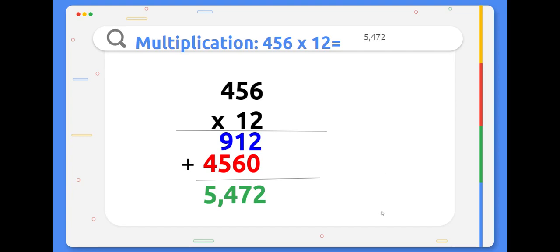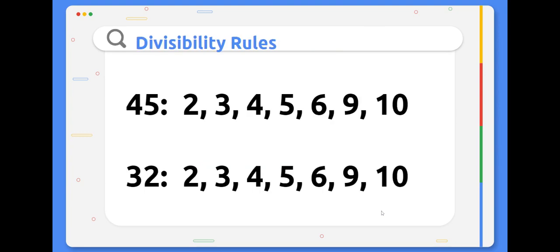Good job. All right, divisibility rules. Go ahead and see which numbers you think that 45 and 32 are divisible by. Remember, put a line under them if they work. If they don't, put an X on them.